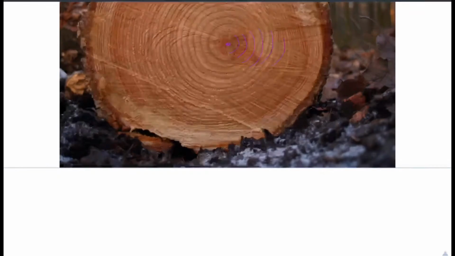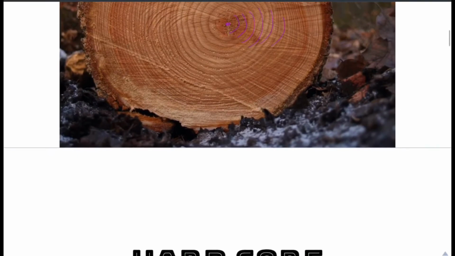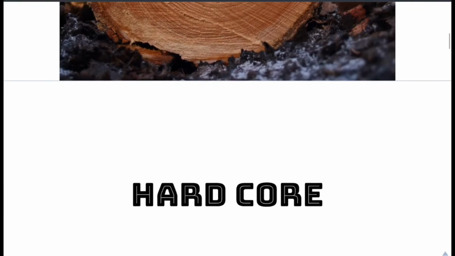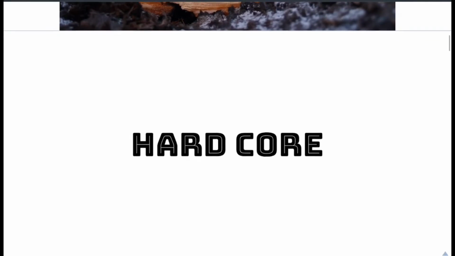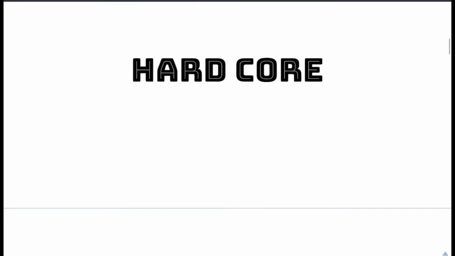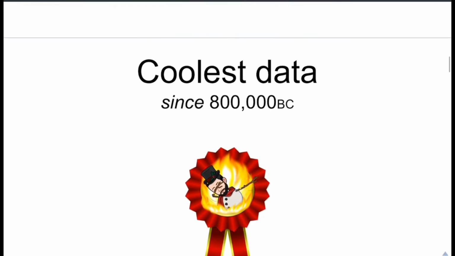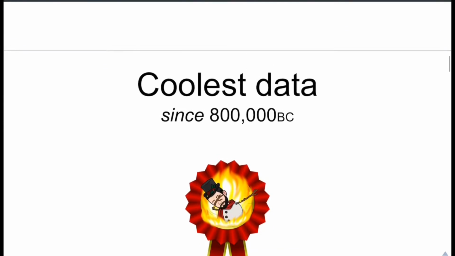But the best one, because it gives us the most rich data about the atmosphere's composition of gases, are the hardcore ice cores. Because they provide scientists with 800,000 years of climate data.